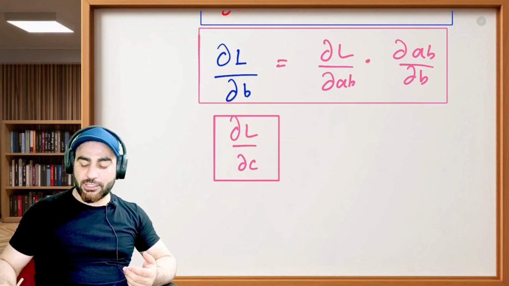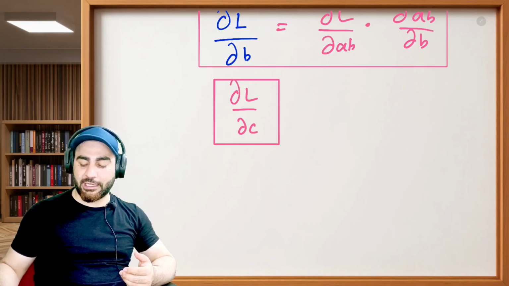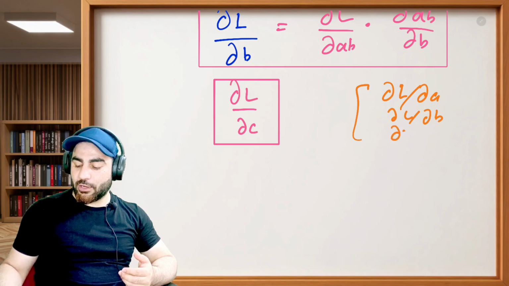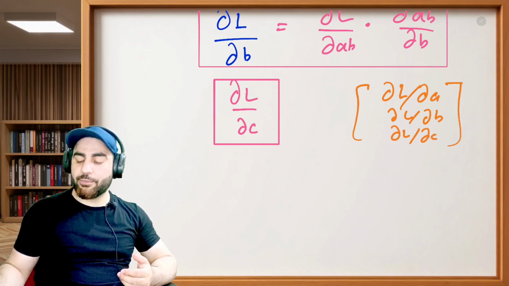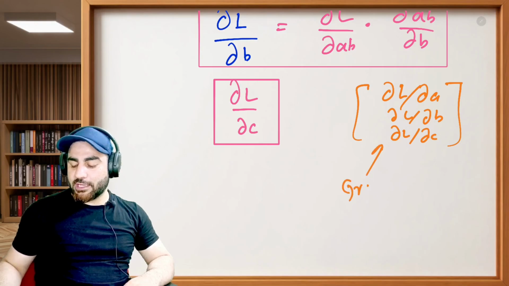So now I got these three things, 1, 2 and 3. If I collect all of these three things, I call that the gradient. So I'd get dou L by dou A, dou L by dou B, dou L by dou C. I computed their derivatives and collected them together, so this is what I call the gradient.